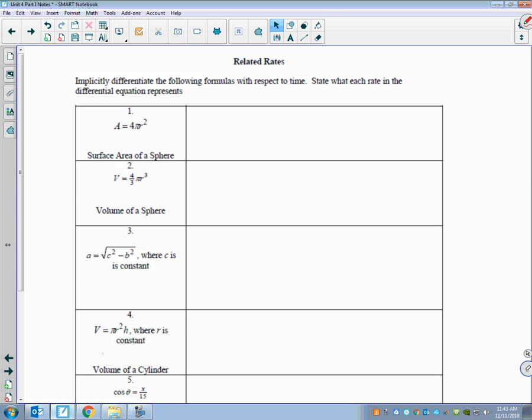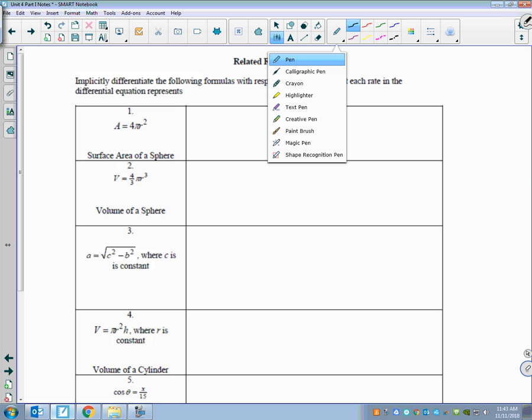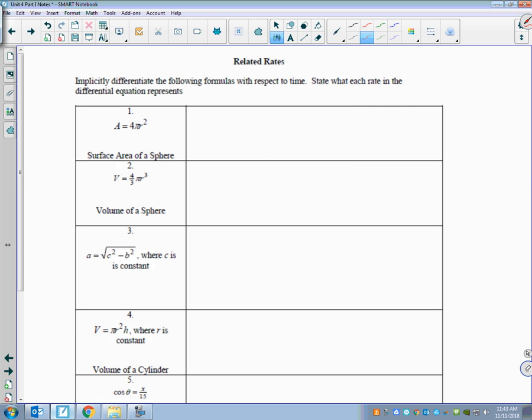So it says, implicitly differentiate the following formulas with respect to time. State what each rate in the differential equation represents. So just like we can differentiate with respect to x, if we have an application problem, we can differentiate with respect to time. And they tell you what these formulas represent. So this first one is the surface area of a sphere. Each variable is its own variable, but I want to do it with respect to time.